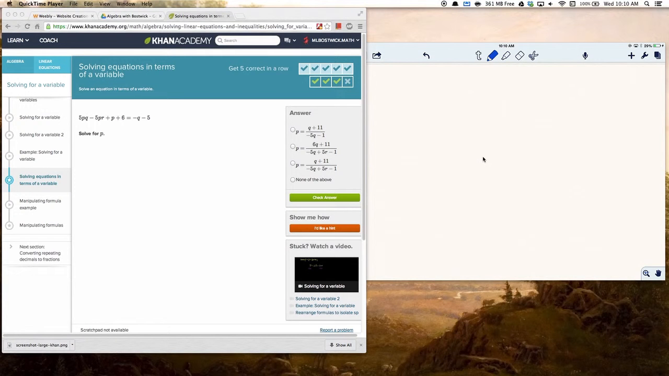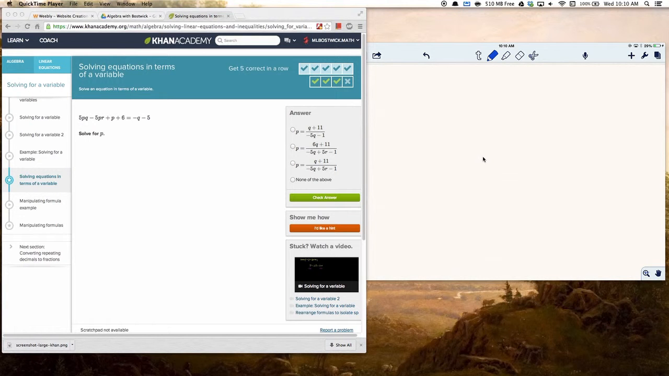All right, I'm going to try to show you how to take some Cornell notes over solving equations in terms of a variable. There are three types of problems you will encounter for this particular practice skill. So this first one we're going to call the factoring type.